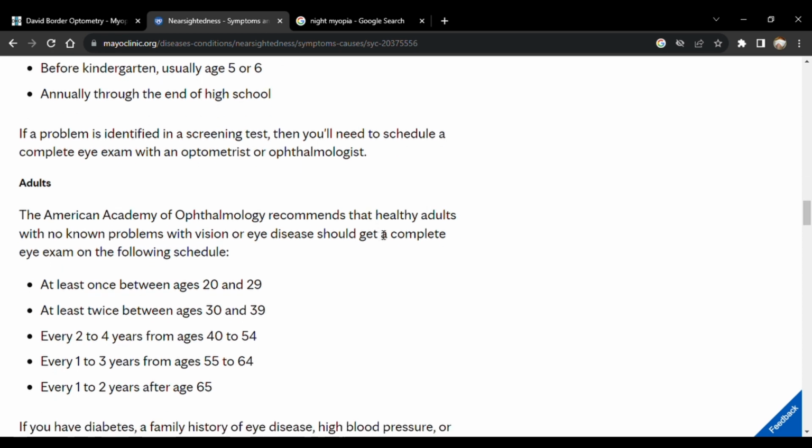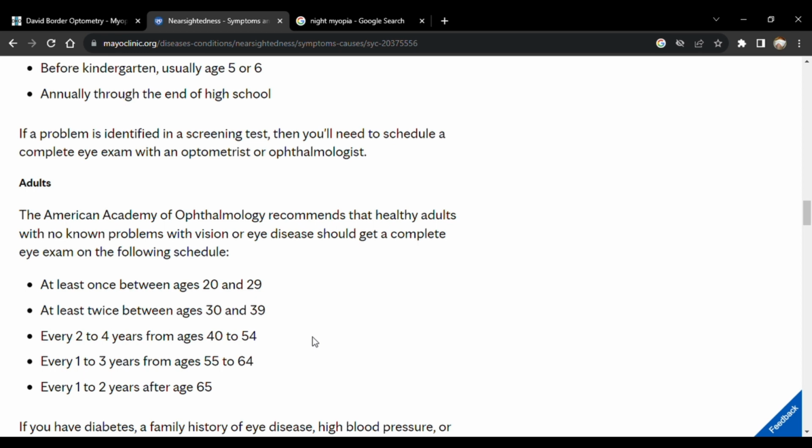For adults, the AAO recommends, with no known problems with the vision, a complete eye exam. And by the way, when we say complete eye exam, that means checking the retina. That means checking your eye pressure. A lot of patients say, oh, please don't do that. Well, if we're checking that once in all of your 20s, it's very important that we check everything. At least twice in your 30s, every 2 to 4 years from 40 to 54.